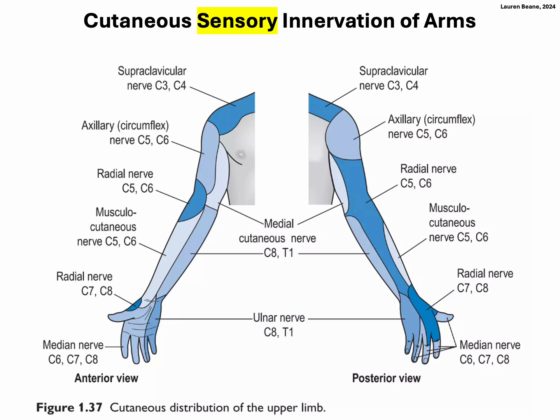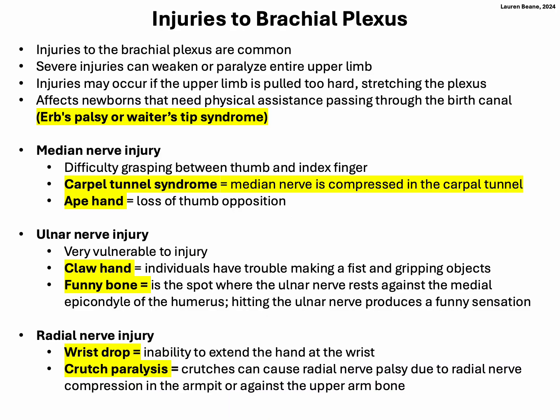Injuries to the brachial plexus are quite common in relation to other areas, especially when the upper limb is pulled excessively. That leads to stretching of the plexus, and that can lead to damage to the nerve fibers within. This is especially true with newborns that need physical assistance passing through the birth canal. So when a baby is large and can't quite squeeze through, the physician may need to pull on the arms or even break the clavicles to squish the baby and get them through the birth canal. We refer to that as Erb's palsy, and I'll talk more about it on the next page.